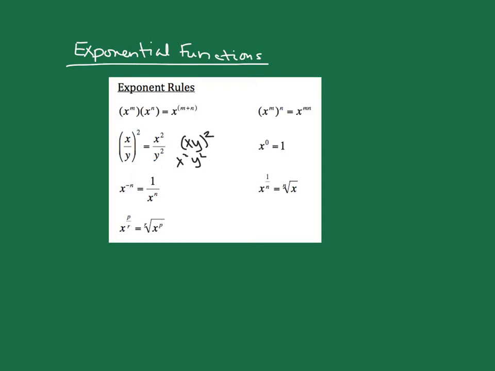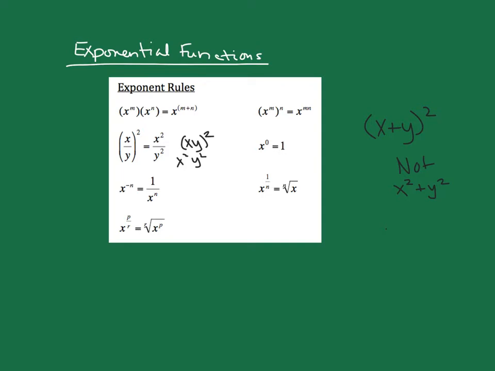However, I do want to point out that if you had something like this, that is not going to be x squared plus y squared. So the exponent doesn't distribute that way for addition or subtraction. In this case, you would have to use the FOIL method.